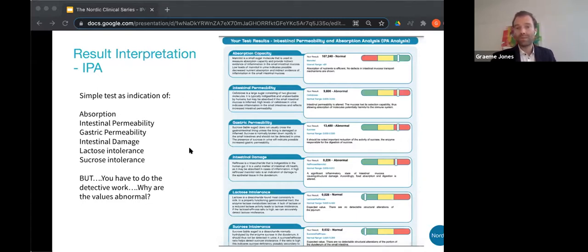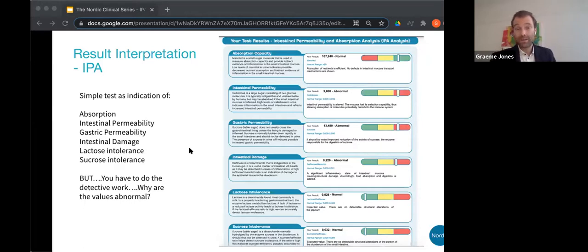Then, of course, we have lactose and sucrose intolerance. That can be a bit easier if they're lactose intolerant, as you can remove lactose from their diet. Sucrose is a bit more difficult. You can give an enzyme containing sucrase, and you can advise them to avoid foods that are higher in sucrose in general. We see it occasionally, but it's not so common.